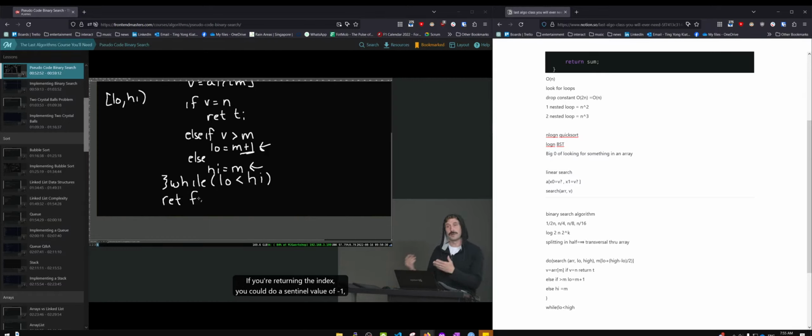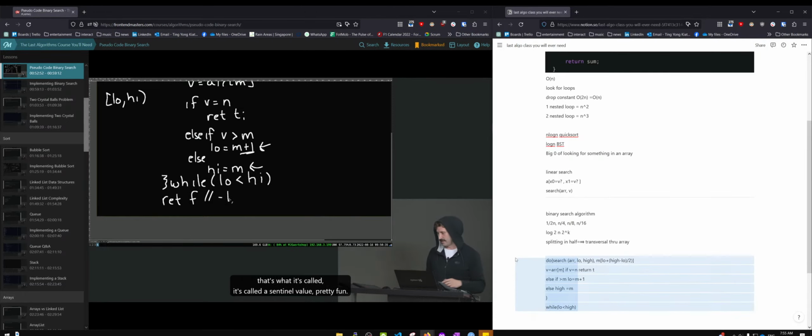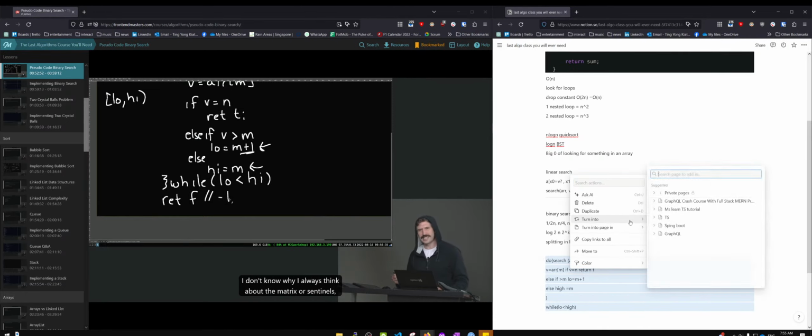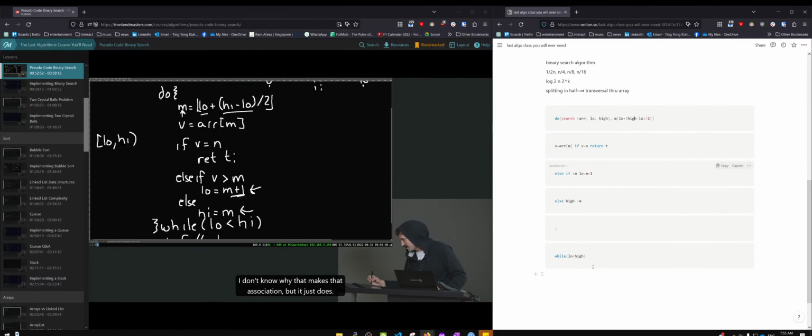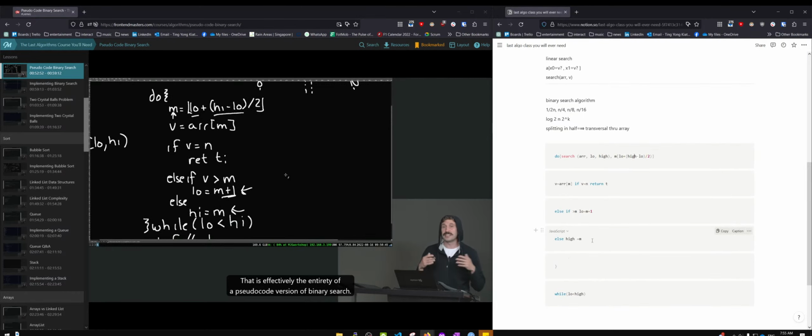Doesn't exist. If you were returning the index, you could do a sentinel value of -1. That's what it's called, a sentinel value. Pretty fun. I don't know why I always think about the Matrix with sentinels. I don't know why that makes that association, but it just does. So there you go. That is effectively the entirety of a pseudocode version of binary search.